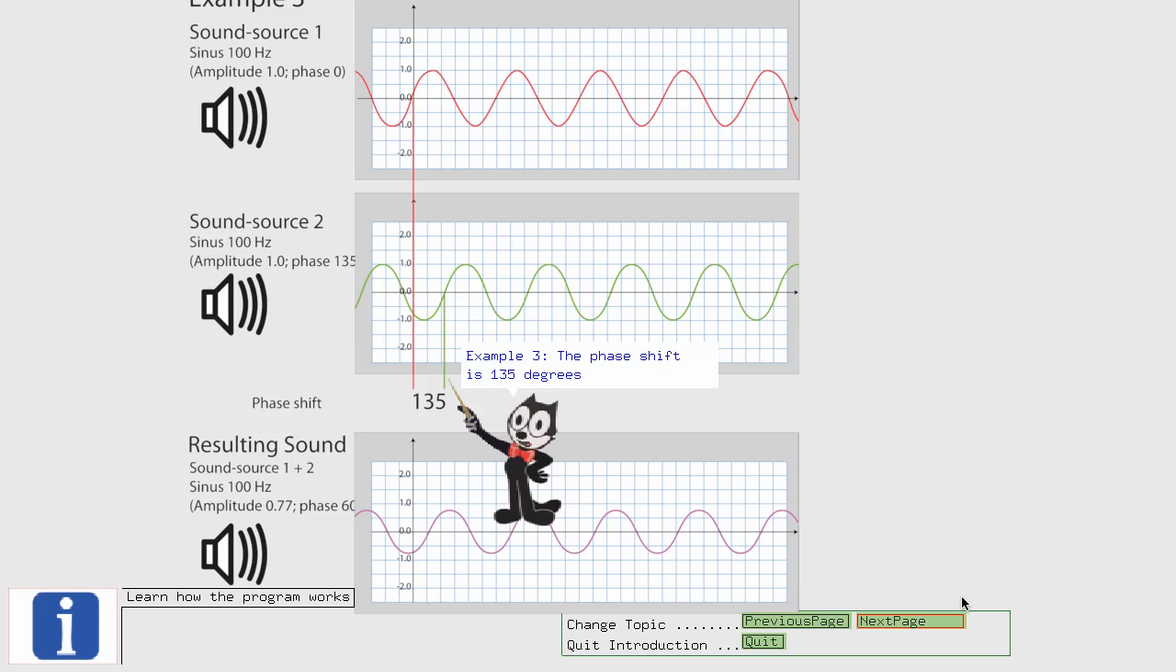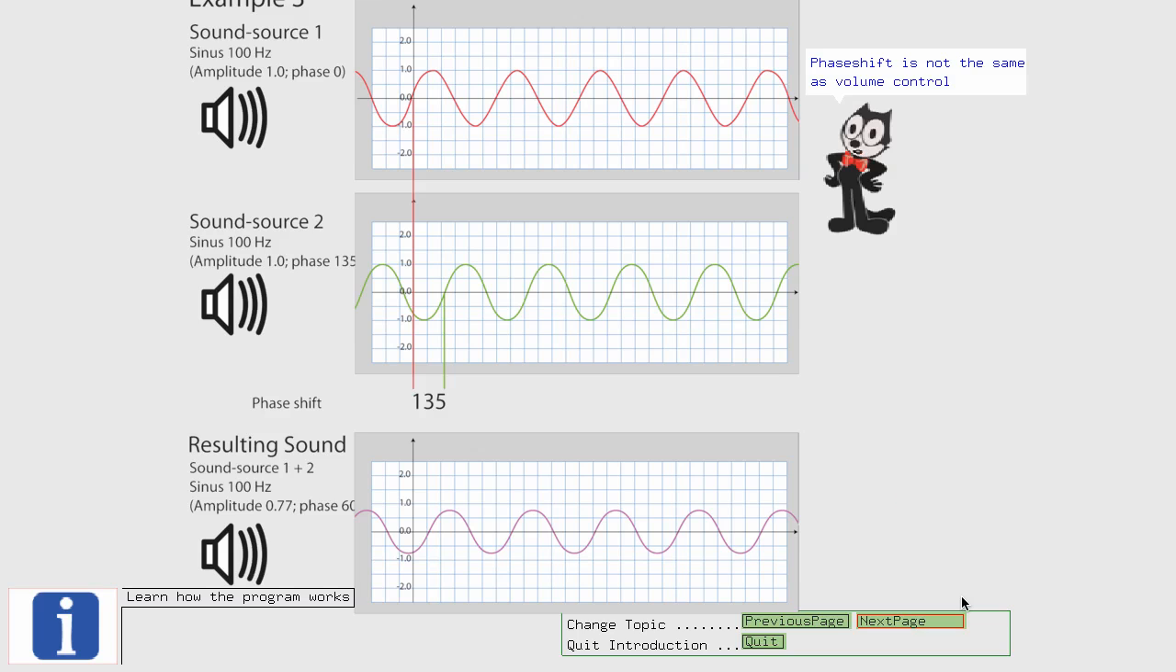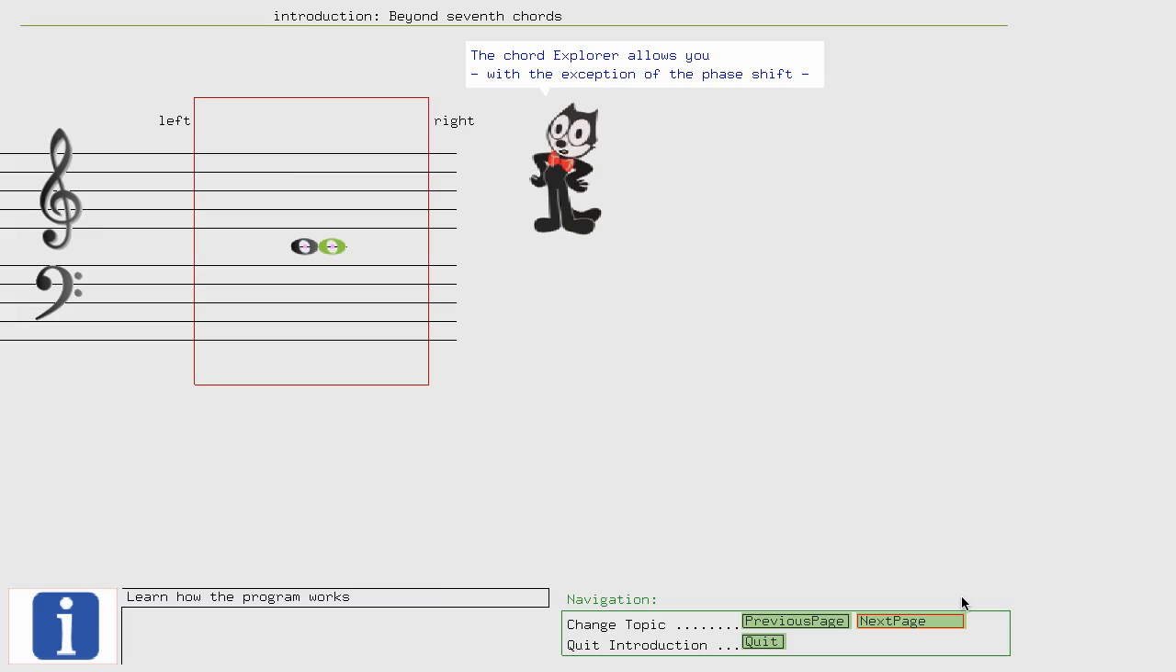Example 3. The phase shift is 135 degrees. The resulting sound is a somehow weaker sine wave with the same frequency. Phase shift is not the same as volume control. In complex sound waves, some frequencies get amplified and others get attenuated. The Chord Explorer allows you, with the exception of the phase shift, to explore and experiment with the first 4 features and lets you find out what makes it easy for you to hear a difference.